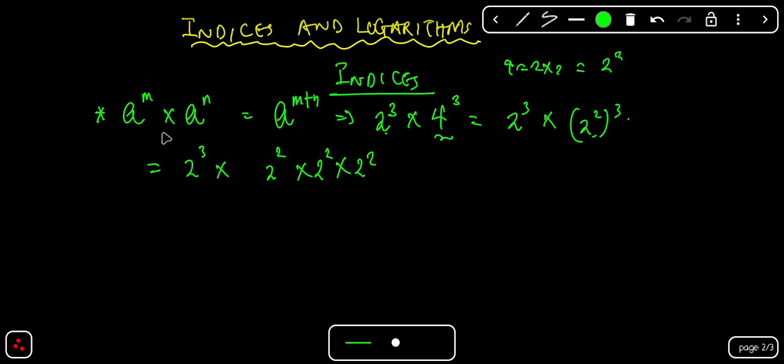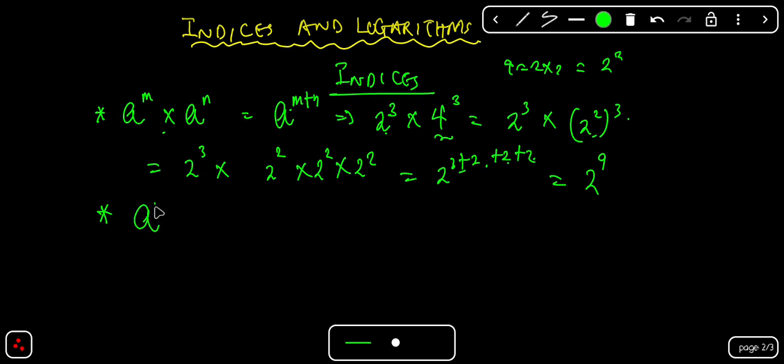Okay, then you apply this law, you add the index. So this will be equal to 2 raised to the power of 3 plus 2 plus 2 plus 2. And this will be equal to 2 raised to the power of... 3 plus 2 will give us 5, plus 2 will give us 7, and then 7 plus 2 will give us 9. We have 2 raised to the power of 9. Also very simple.